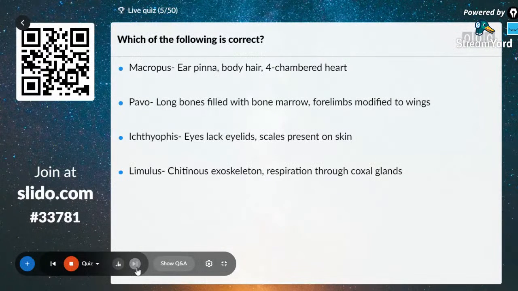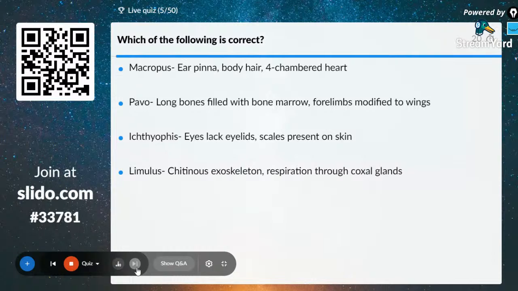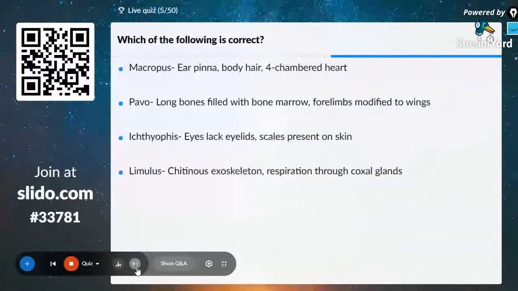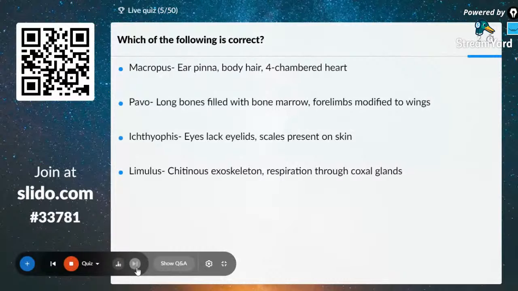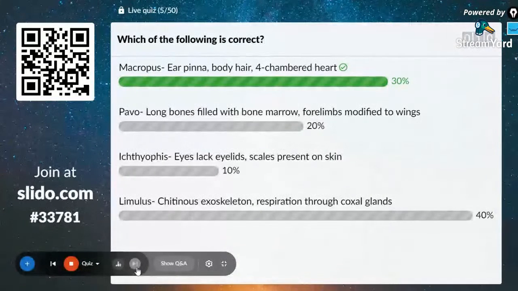Which of the following is correct? Macropus, earpinna, body hair, four-chambered heart. Pavo, long bones filled with bone marrow, forelimbs modified to wings. Ichthyophis, eyelids, scales present on the skin. Limulus, chitinous exoskeleton, respiration through coaxial gland. Yes? All your eyes on the screen, you can have the answer on the screen. It is Macropus, earpinna, four chambered heart, body hair. Next question on the screen.